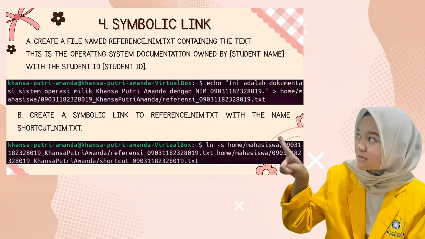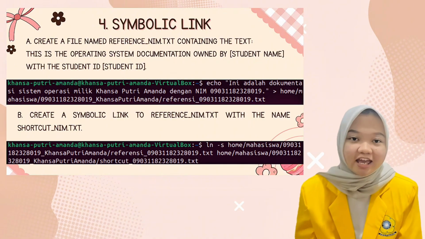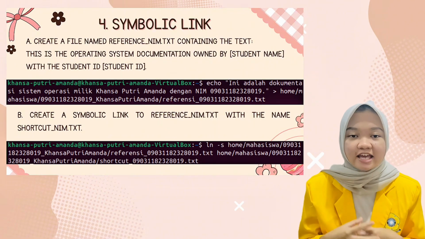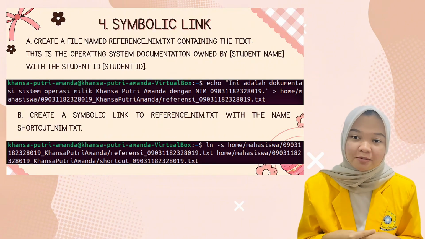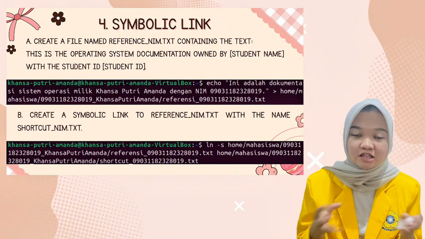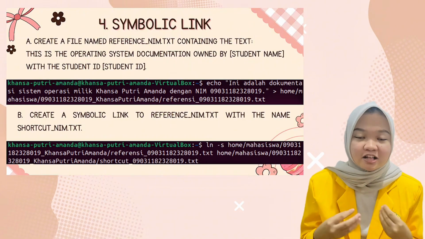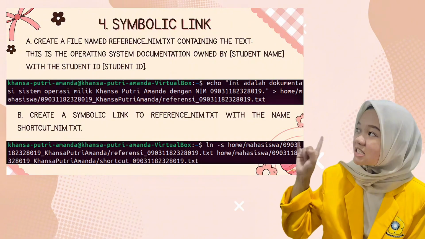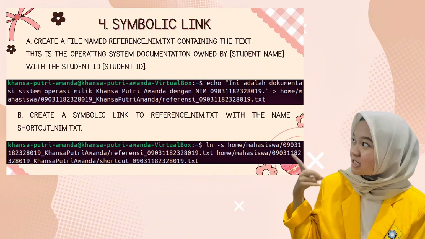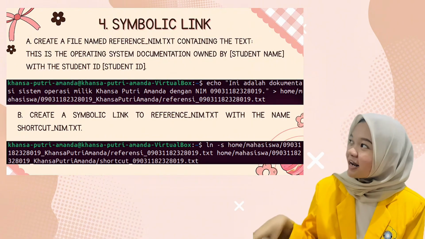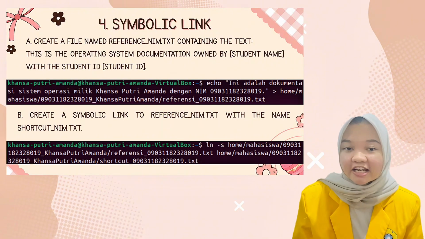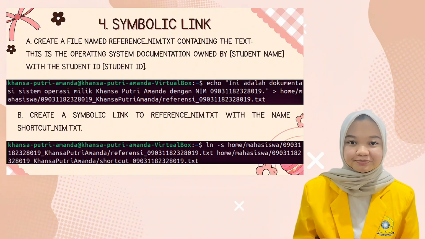Number 4. Symbolic link. Part A. Create a file named reference_name.txt containing the text: This is the operating system documentation by student name. We have to create the file named reference_name with the following content. Echo this is the operating system documentation by Putri Amanda, as in this PowerPoint. This is the main file that we will create a symbolic link for later.